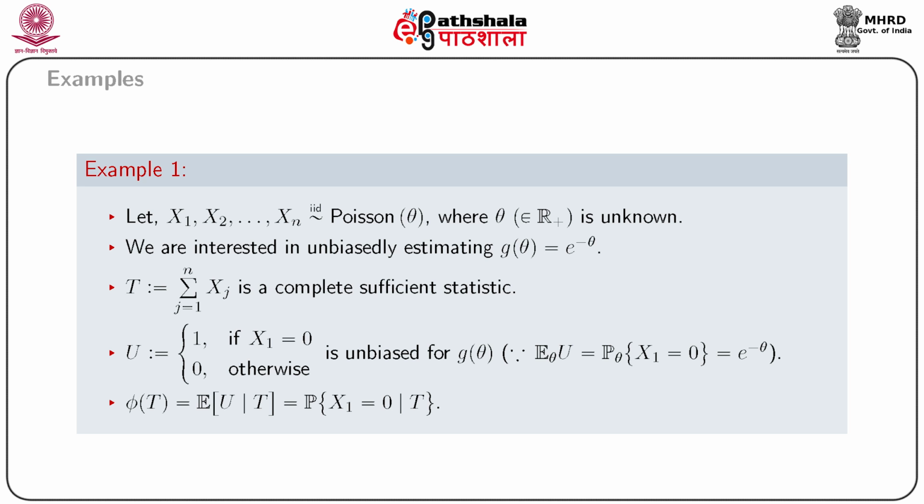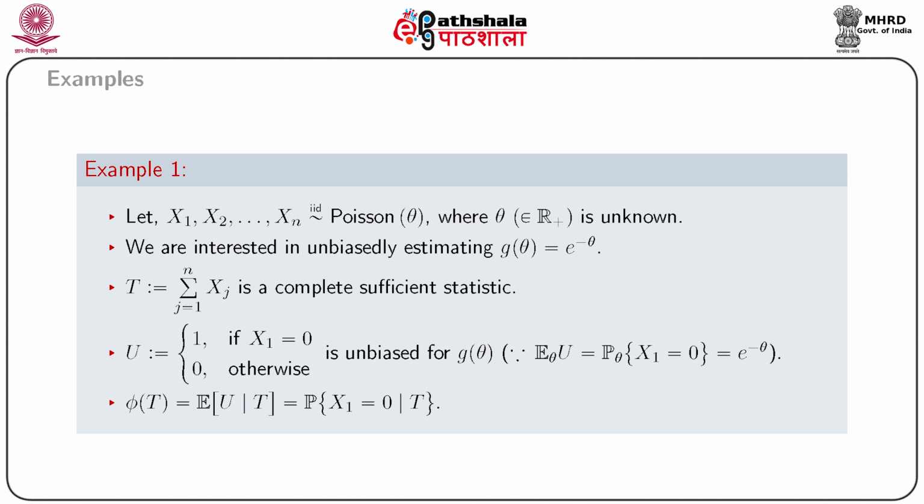Let us define U equal to 1 if X1 equals 0, otherwise 0. Then the expectation of U is equal to 1 times the probability under θ that X1 equals 0, which is equal to e to the power minus θ. Hence, U is an unbiased estimator of e to the power minus θ. Now, T equals the summation over i from 1 to n of Xi is complete sufficient for θ.